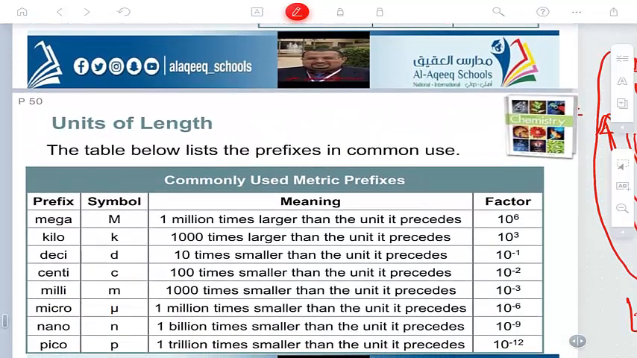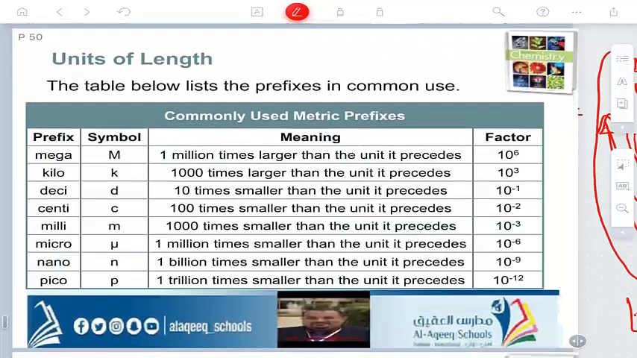And for each one we have some prefixes that we use with the number. For example, if you have not gram but megagram, or byte, megabyte, or whatever. Mega, what does it mean? It means 1 million, or 10 to the power of 6. You have to remember this. Kilo, its symbol is k, and it's 10 to the power of 3.